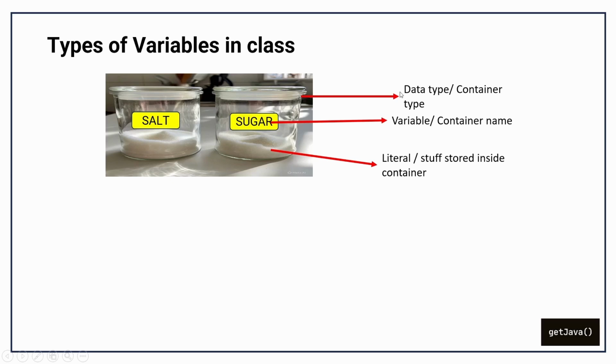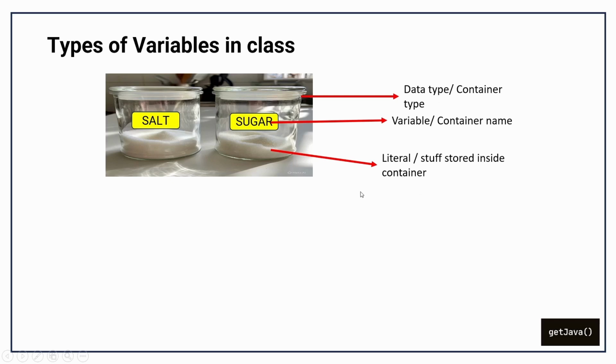given to this container. In this example, we can see this glass container can be considered as a data type. Variable is the name given to container. For example, this jar's name is labeled as salt. This label is the name given to this container. So this can be considered as a variable for this container. Similarly, sugar is the label given to this container. So sugar can be considered as variable for this container. And literal is the actual data that is stored inside this container. So this is a very good example where we can see the difference between data type, variable and literal.